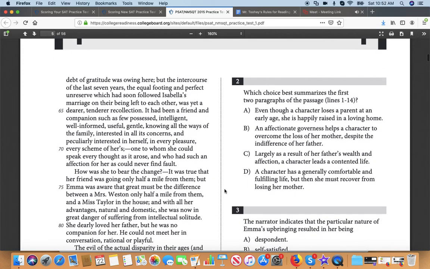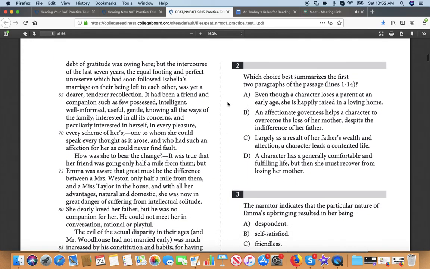Excellent. Okay, great. Now let's answer the question. We've got to find which best summarizes the first 2 paragraphs of the passage. Go ahead and read A, please. Even though a character loses a parent at an early age, she is happily raised in a loving home.